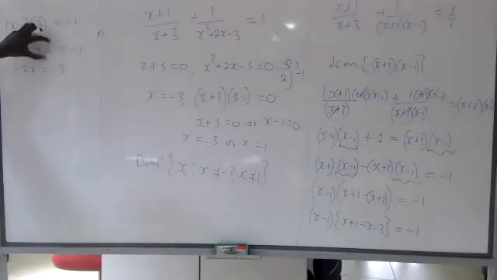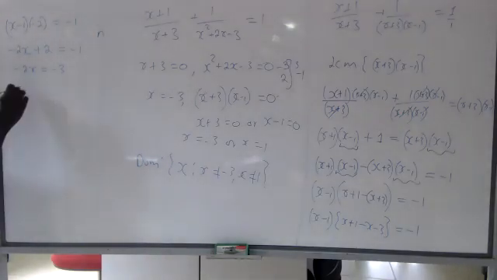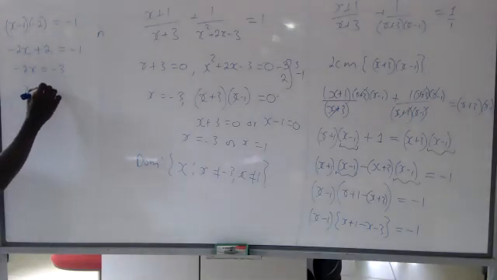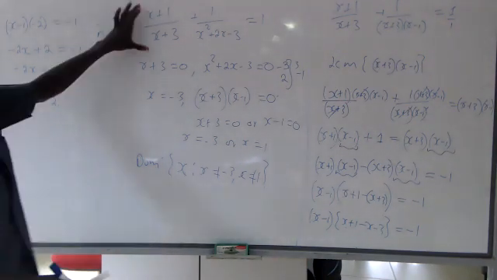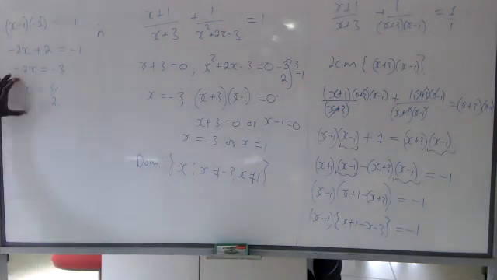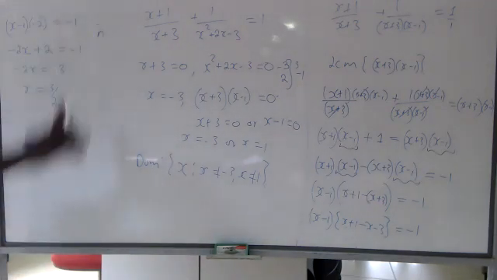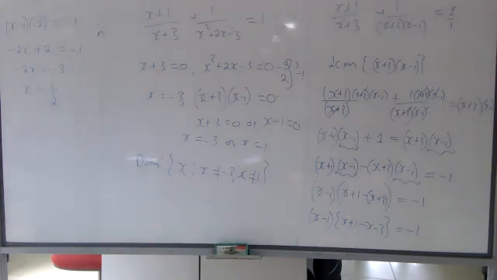Okay, subtract 2 from both sides. And therefore, x must be 3/2. So this expression is satisfied at the point x is 3/2. Of course, assuming that our calculations are right, we do not miss any step.